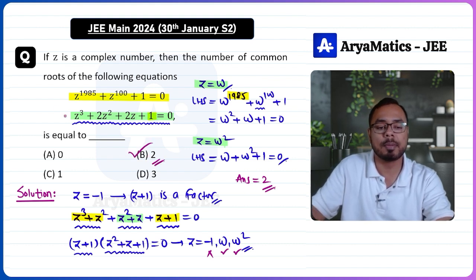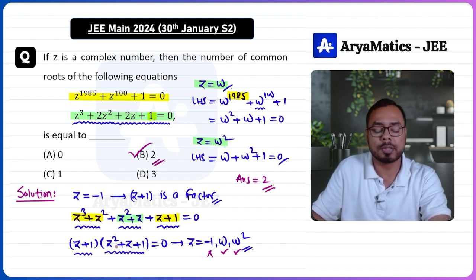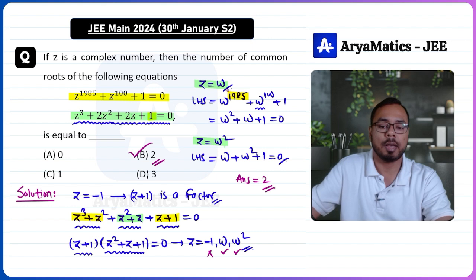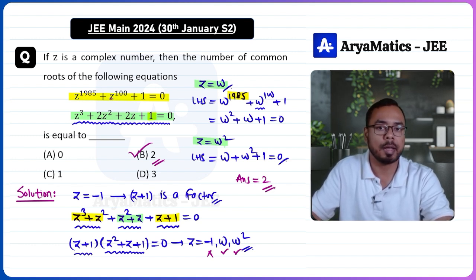So this was not a difficult problem again. Just solve the second equation. One root you need to find using the hit and trial method, and once you get that root, the other two roots are omega and omega square, and then we need to verify from the first equation. So only the other two roots, omega and omega square, are satisfying the first equation, and therefore those two are the common roots, and hence the correct answer for this problem is the second option.